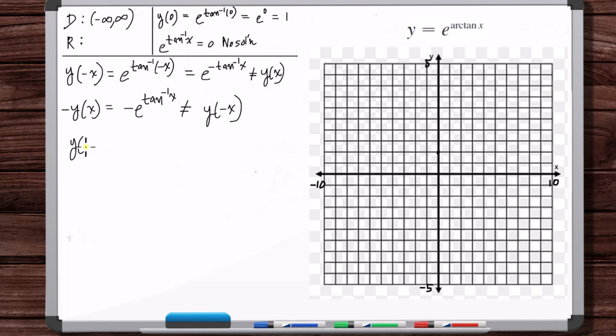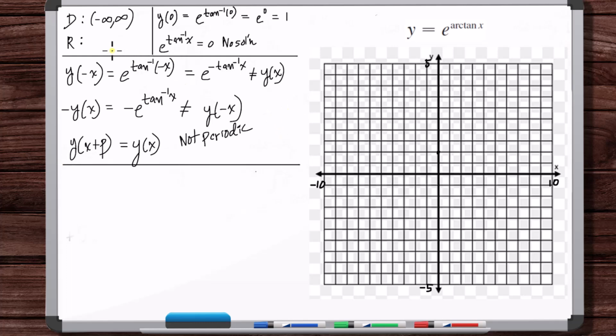What about periodic? Is there some number p such that y of x plus p is equal to y of x? Well, okay, arctangent is not periodic. Sine, cosine, and tangent are periodic, but it's different for the inverses of the trigonometric functions. If arctangent isn't periodic, then e to the arctangent of x isn't going to be periodic. So there's no symmetry here.